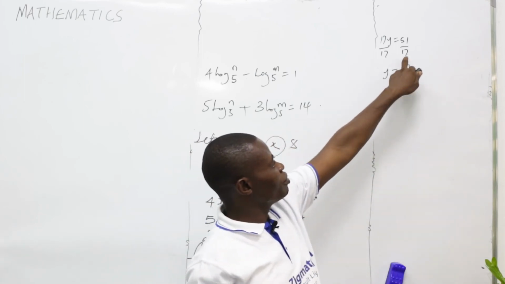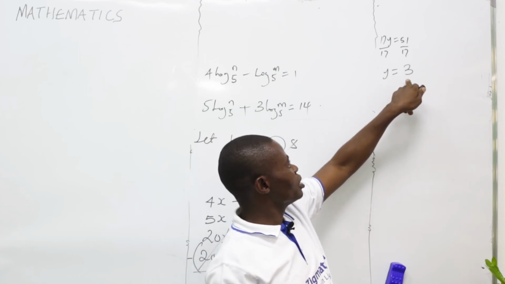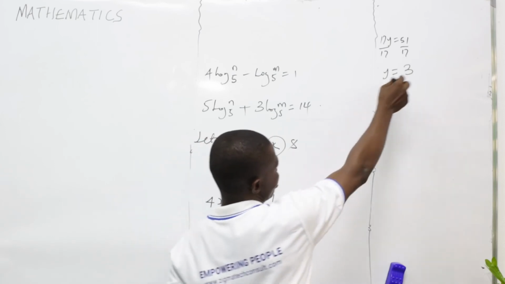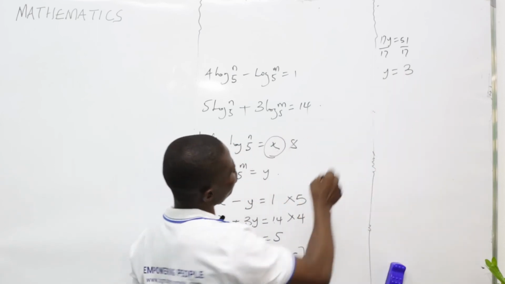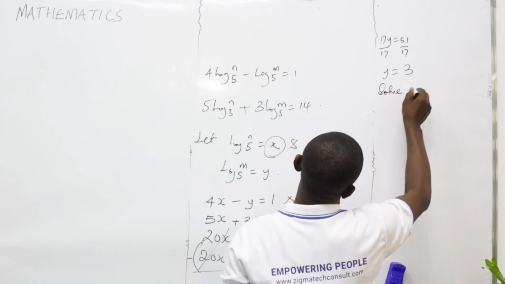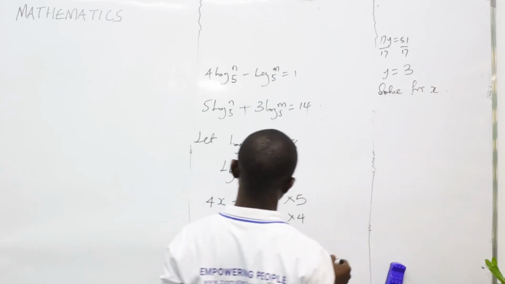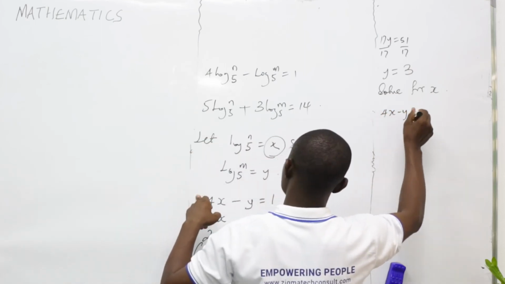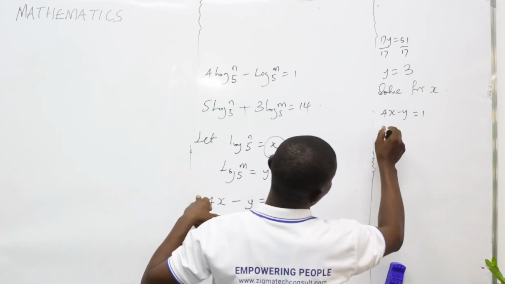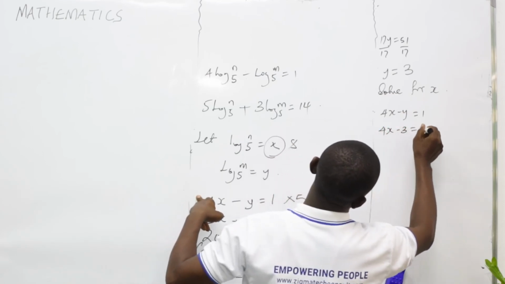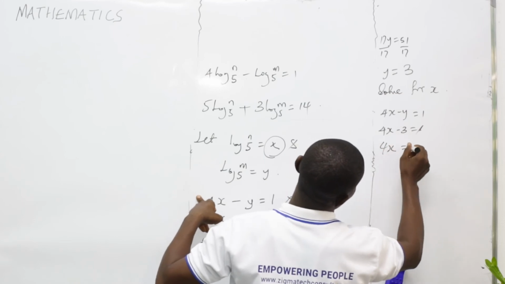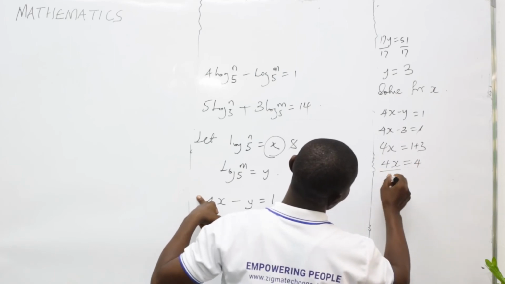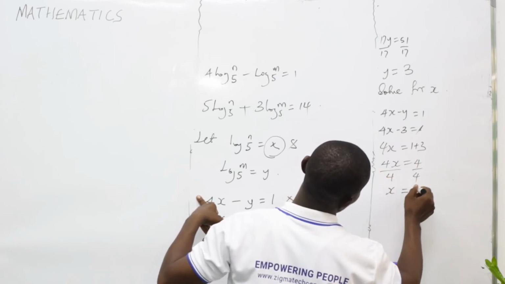Because 3 times 7, 21, carry 3. Then 3 here, 15 plus 2, okay? That's y equals 3. So we solve for x. Solving for x, recall 4x minus y equals 1. So 4x minus 3 equals 1. 4x equals 1 plus 3. 4x equals 4. Divide through by 4, x equals 1.